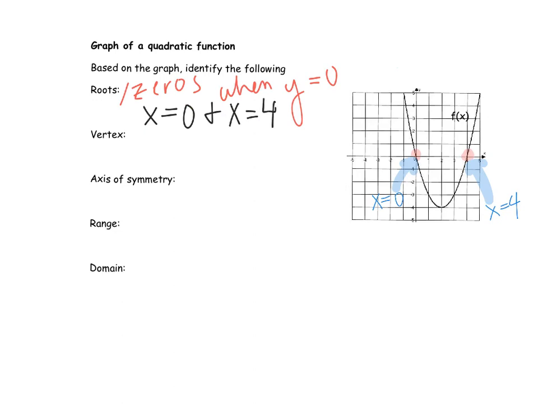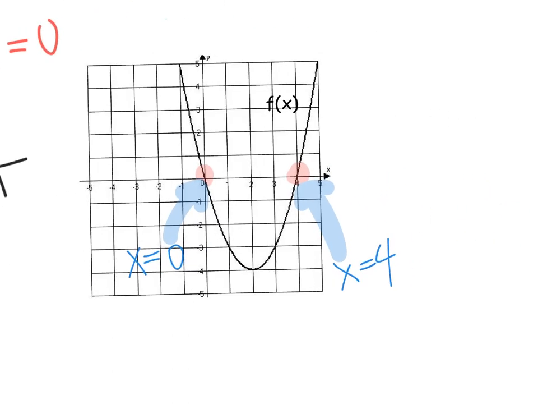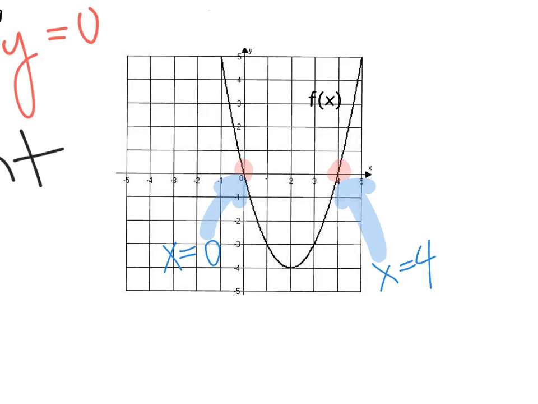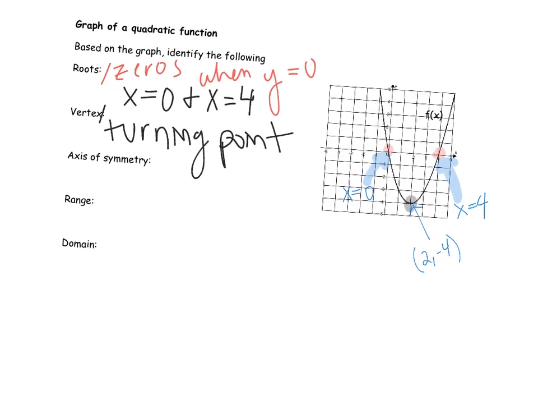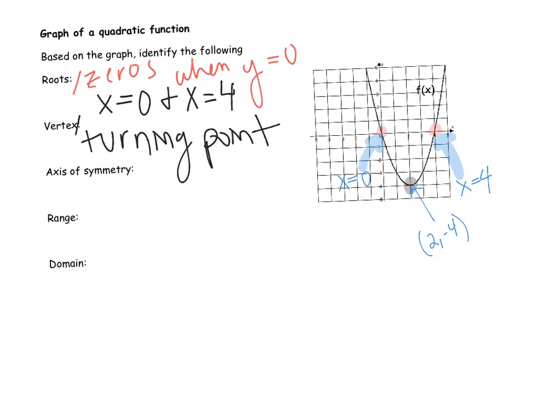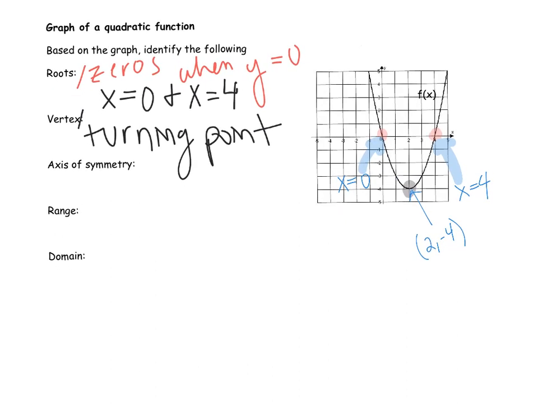Now, another word for vertex, guys, is turning point. So that is where the graph changes direction. If I were to look at the graph, the only place it changes direction is here, at the point (2, -4). So again, the vertex is equivalent to the turning point. All right, so the turning point, I'm just going to write this in just so you have it, is going to be (2, -4).